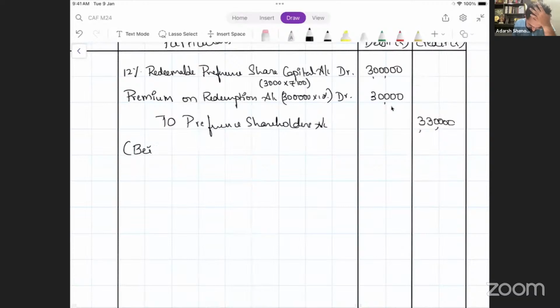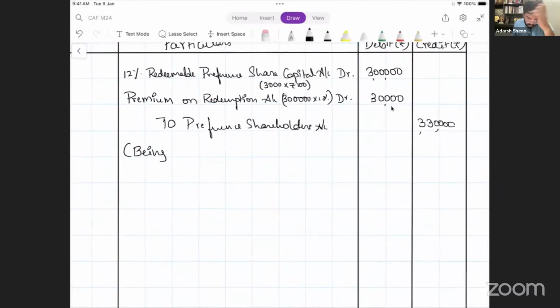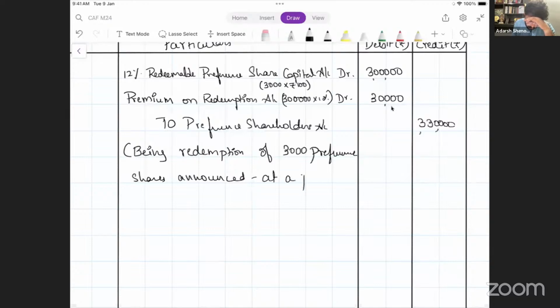Being redemption of 3,000 preference shares announced at a premium of 10%.